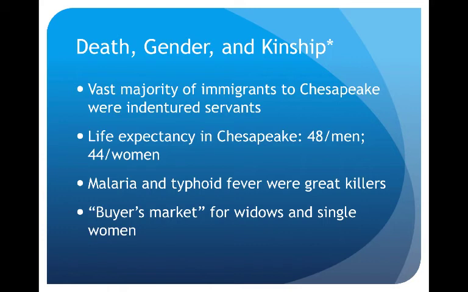The life expectancy, for example, in New England was on average about 20 years longer than what it was in Chesapeake. Again, because of the climate. This is an area where mosquitoes really flourish, and they spread diseases like malaria. And of course, heat also spreads typhoid fever. Really, we'll never forgive the Spanish for introducing mosquitoes to North America.